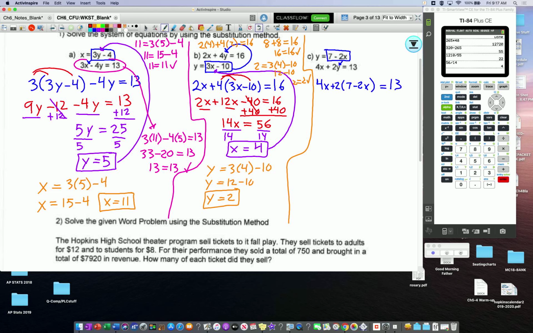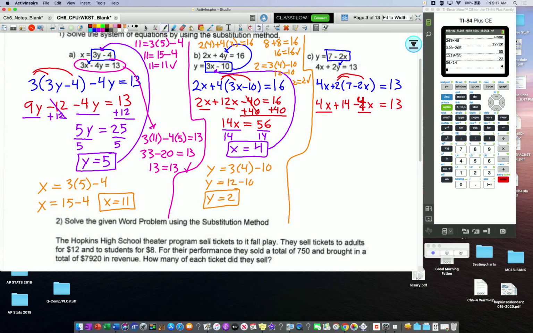So now I need to distribute. So I have 4x plus 14 minus 2x equals 13. So now, whoops, I didn't distribute, Mr. Bartz. 2 times negative 2 is minus 4x. Glad I caught that. That would have been a bad mistake.